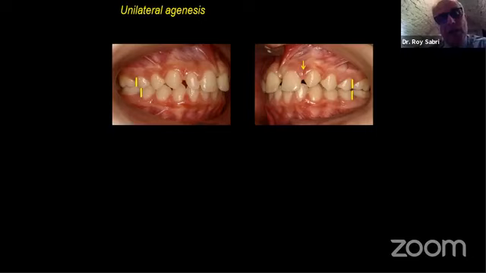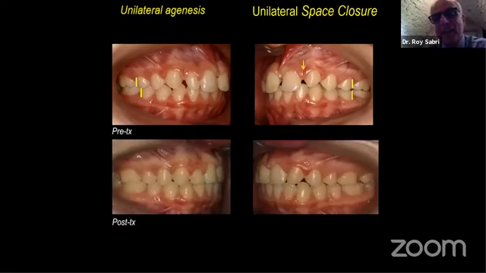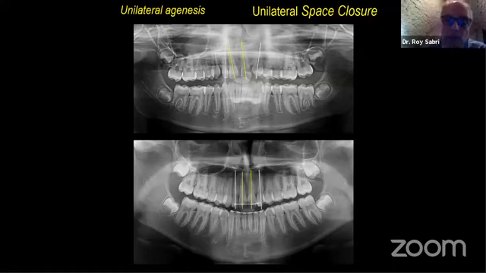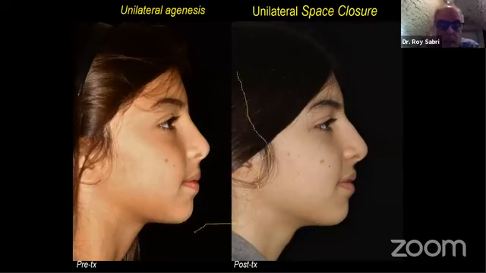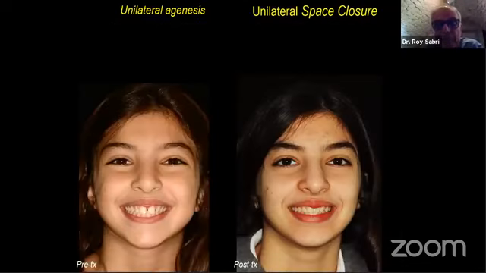I am in class 1 on the right side, the canine in class 1. I leave it the way it is. We build up the lateral. And here I am in an edge to edge. I move to a class 2, close the space unilaterally and build up on the mesial only for the canine and build up the lateral on the other side. Always good root parallelism. As expected, we didn't change anything. The profile is looking good.